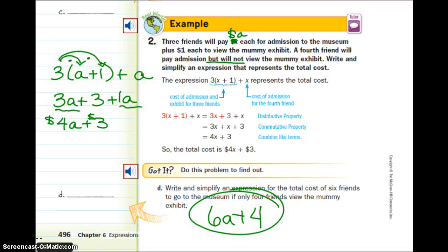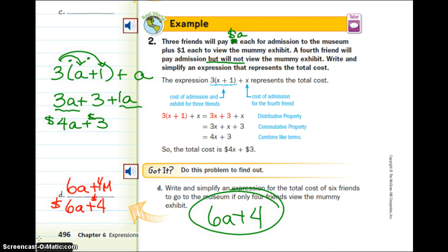Alright, in this case, I have 6 friends going to the museum, but only 4 doing the mummy exhibit. So I don't really need to do the distributive property because I know I'm buying 6 admission tickets, which is the 6A. And then 4 people are going to see the mummy, and those are at $1 a pop, so that's 6A plus $4. And again, they're both going to be money in the end. And I don't know how much the admission ticket is, so I can't do anything else.